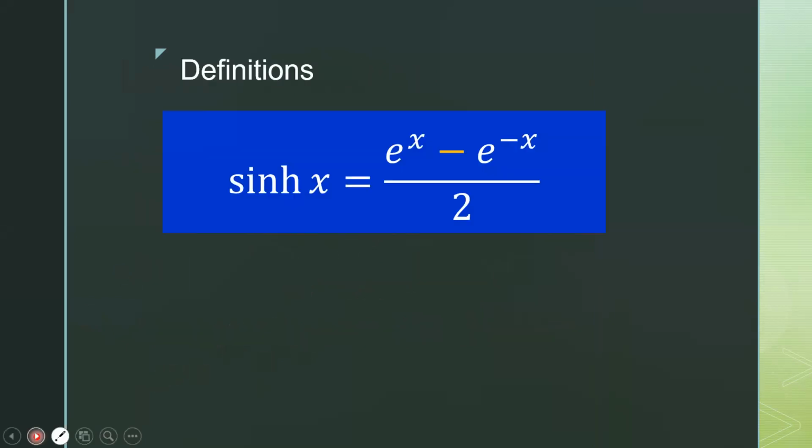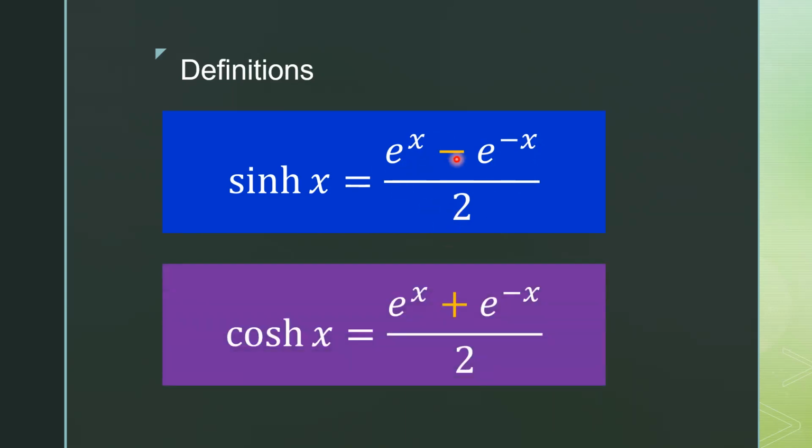Okay, so to define a hyperbolic function, first we have the hyperbolic sine x that is equal to e to the x minus e to the negative x over 2. Actually, yung mga hyperbolic functions natin are combinations of exponential functions. So they are exponential functions that are operated with each other. Okay, so like in this case, we have e to the x and e to the negative x, and we're subtracting them and then divided by 2.